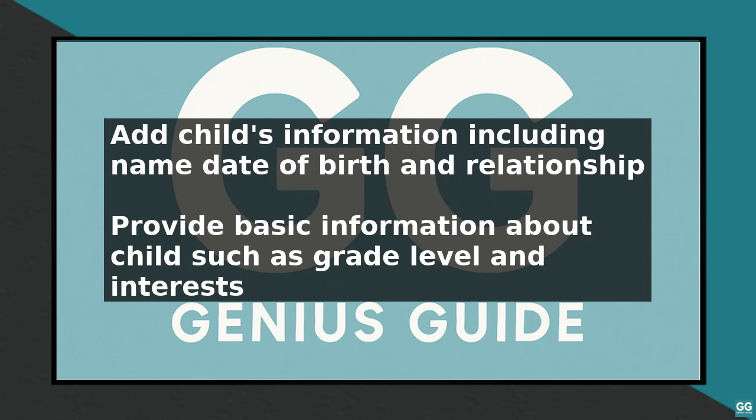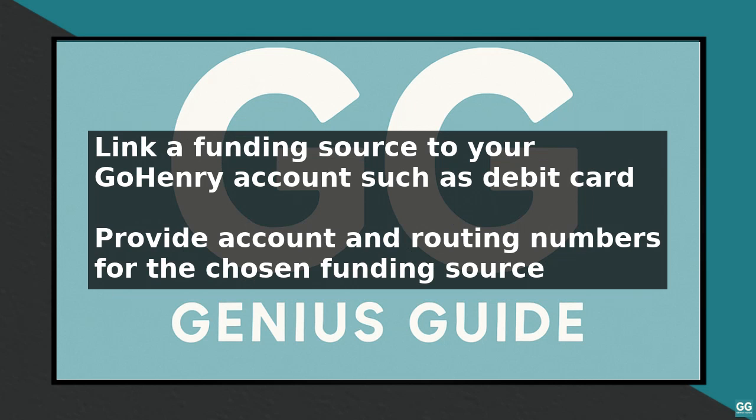Once your funding source is linked, you can set up an allowance for your child. You can choose to transfer a set amount of money to your child's account on a regular basis, such as weekly or monthly. You can also set up tasks and chores for your child to complete to earn extra money.